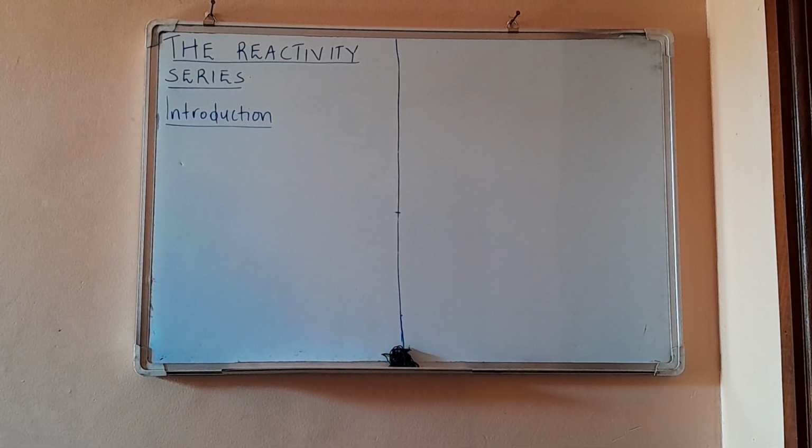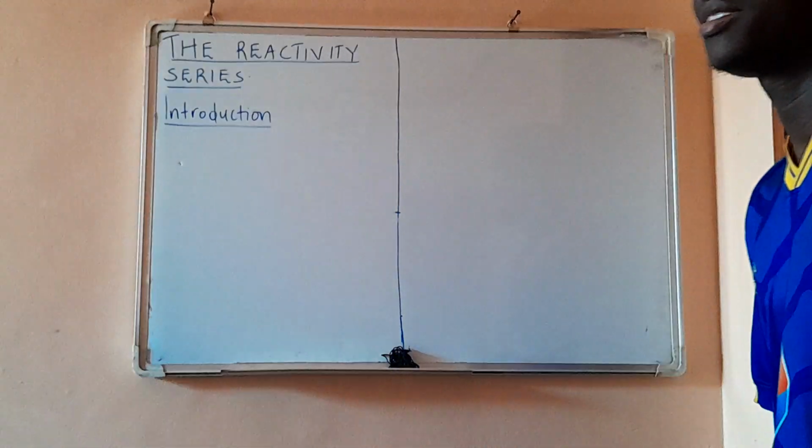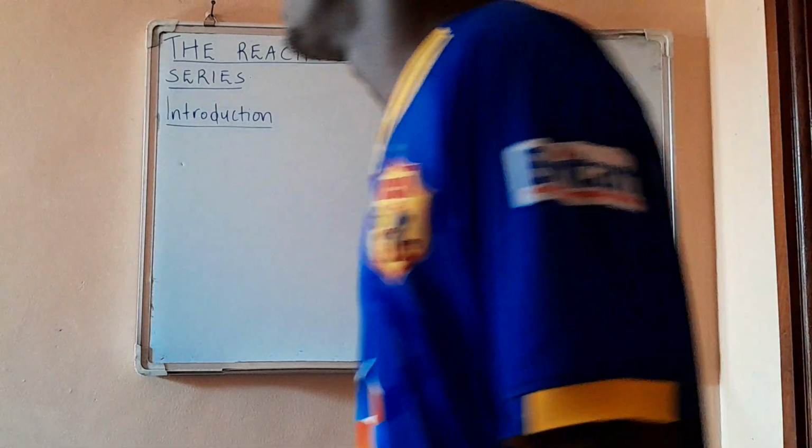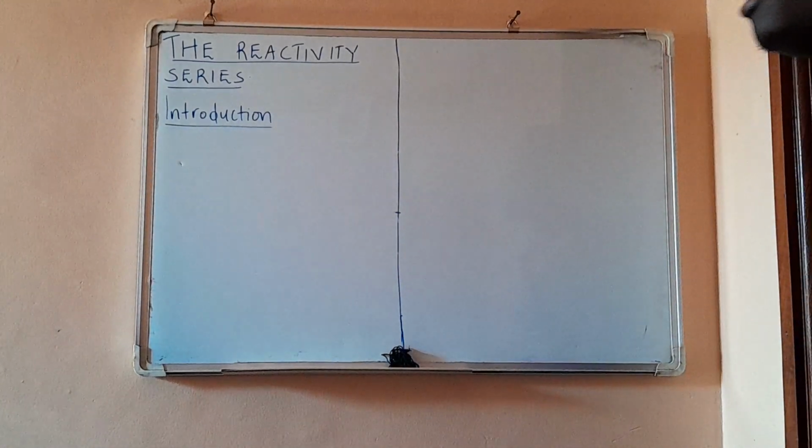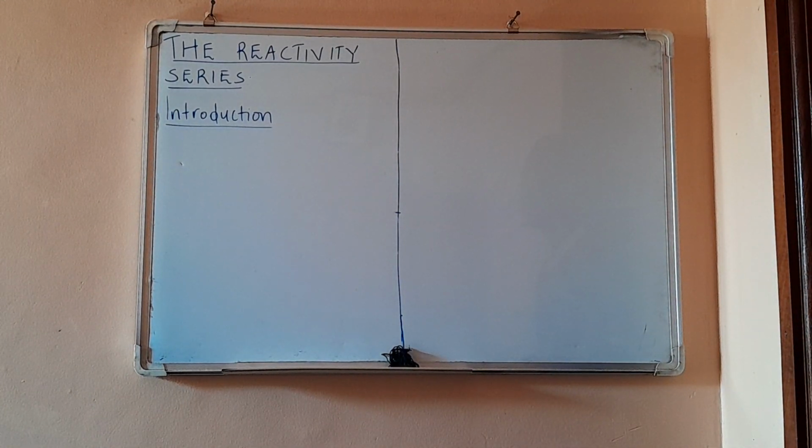Now we are going to discuss the reactivity series. The reactivity series, in simple terms, is a series used to place metals in order of their reactivity.